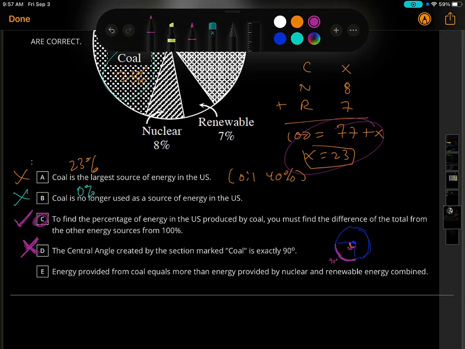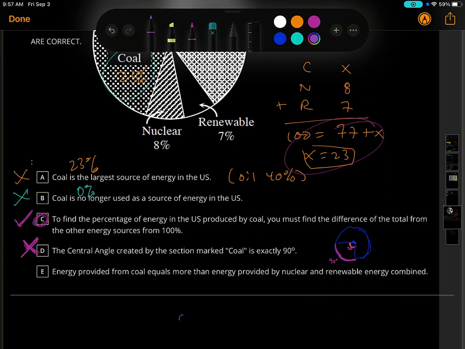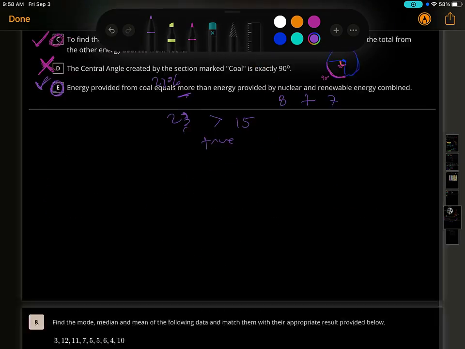And last one, let's pick a different color here. Energy provided from coal, which is 23%, equals more than the energy provided by nuclear. Nuclear is 8, and renewable energies is 7. More than, so 8 plus 7 is 15. Is 23 more than or greater than 15? That is true. So C and E are correct answers for that problem.